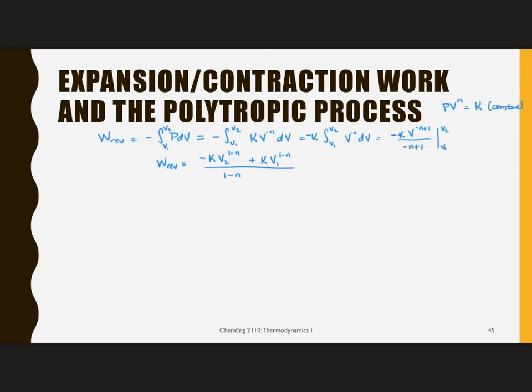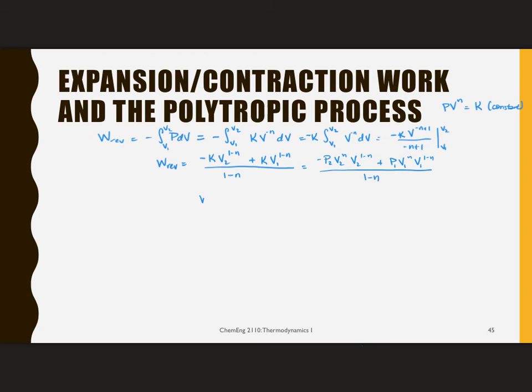In some cases, K is equal to P1 V1 to the nth power. In other cases, K could be equal to P2 V2 to the nth power, right? They're all the same. And so I'm going to selectively substitute in P2 V2 to the n power and P1 V1 to the n power. Now, if I add my exponents, n plus 1 minus n just gives me the first power.